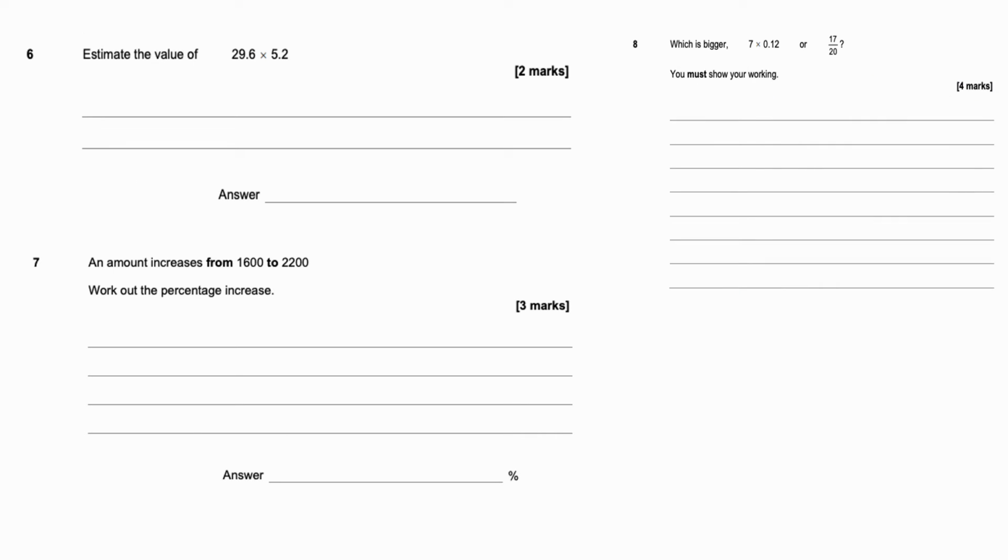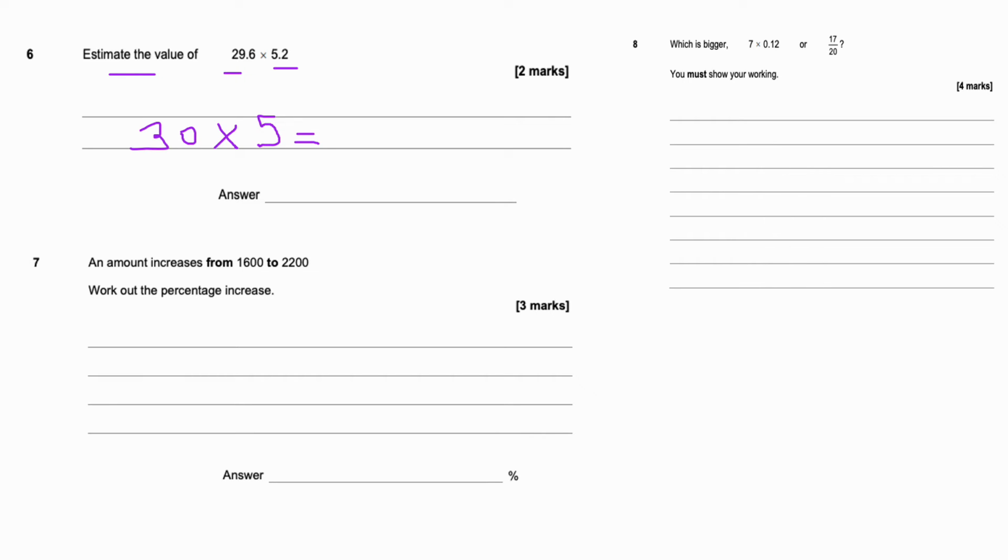This is question number 6, guys. Estimate the value of 29.6 times 5.2. Well, that's approximately equal to 30 times 5. It's approximately, rounding each decimal to one significant figure. So 29.6 is very, very close to 30.